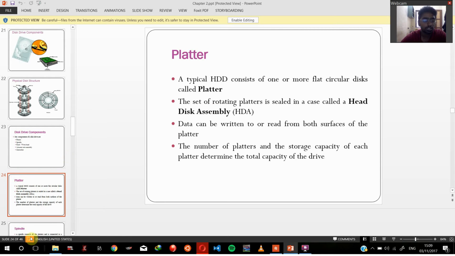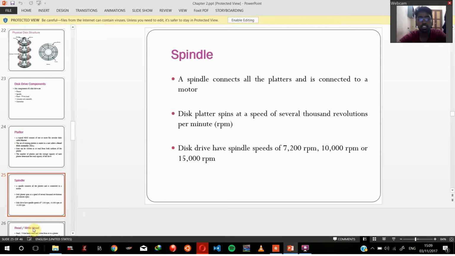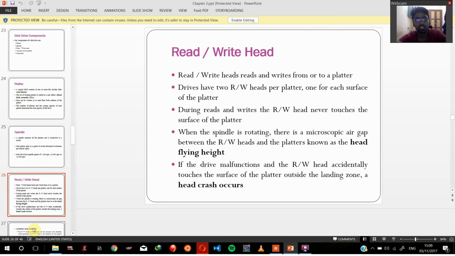Next is the spindle. A spindle is the one which connects the platters together, and it is connected to a motor. So the spindle spins and the disk rotates. That's what you can hear. The disk drive spindle speeds are 7,200 rpm, or 10,000, or maybe 15,000 rpm. It depends upon the disk drive.